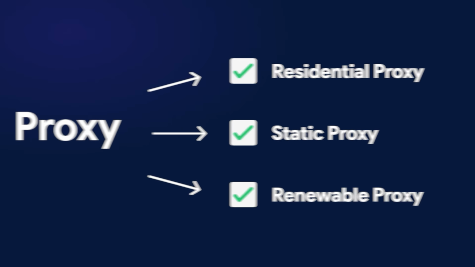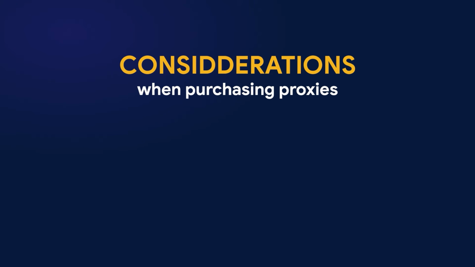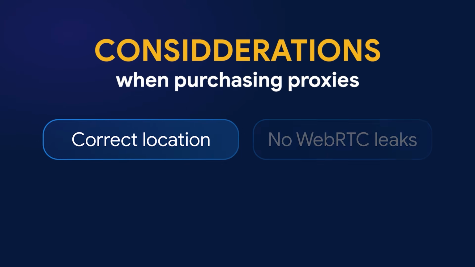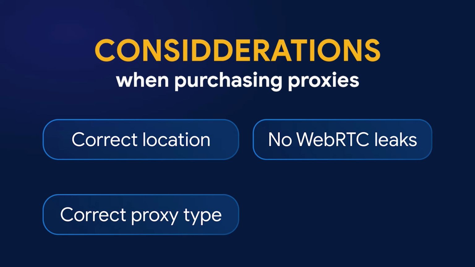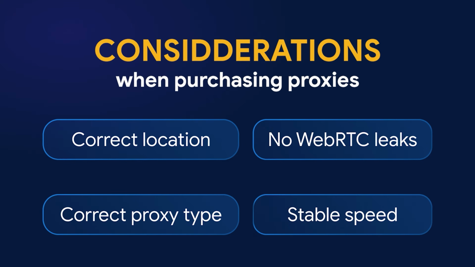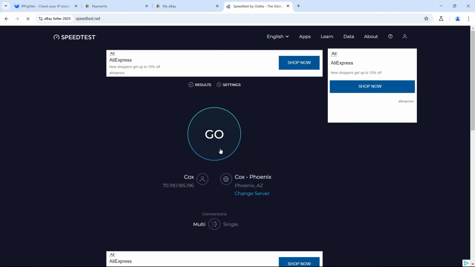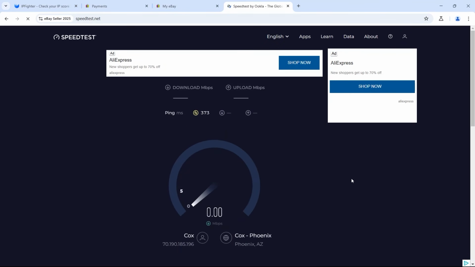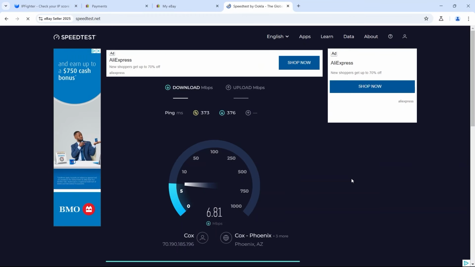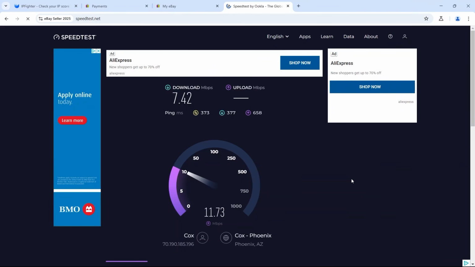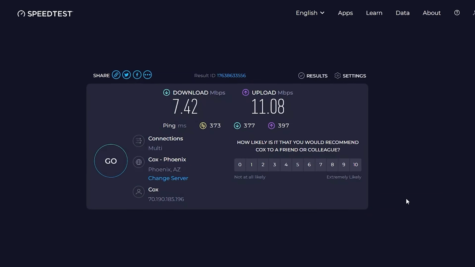Some other considerations when purchasing proxies. Choose the right location. Choose proxies that don't leak WebRTC, as eBay has deep detection mechanisms. I mentioned the WebRTC leak issue in part 1, so feel free to refer to that. Choose the correct proxy type. Finally, the proxy speed is important. You can check the speed on speedtest.net or whatismyip. If the proxy speed is too slow, it can affect the registration process.